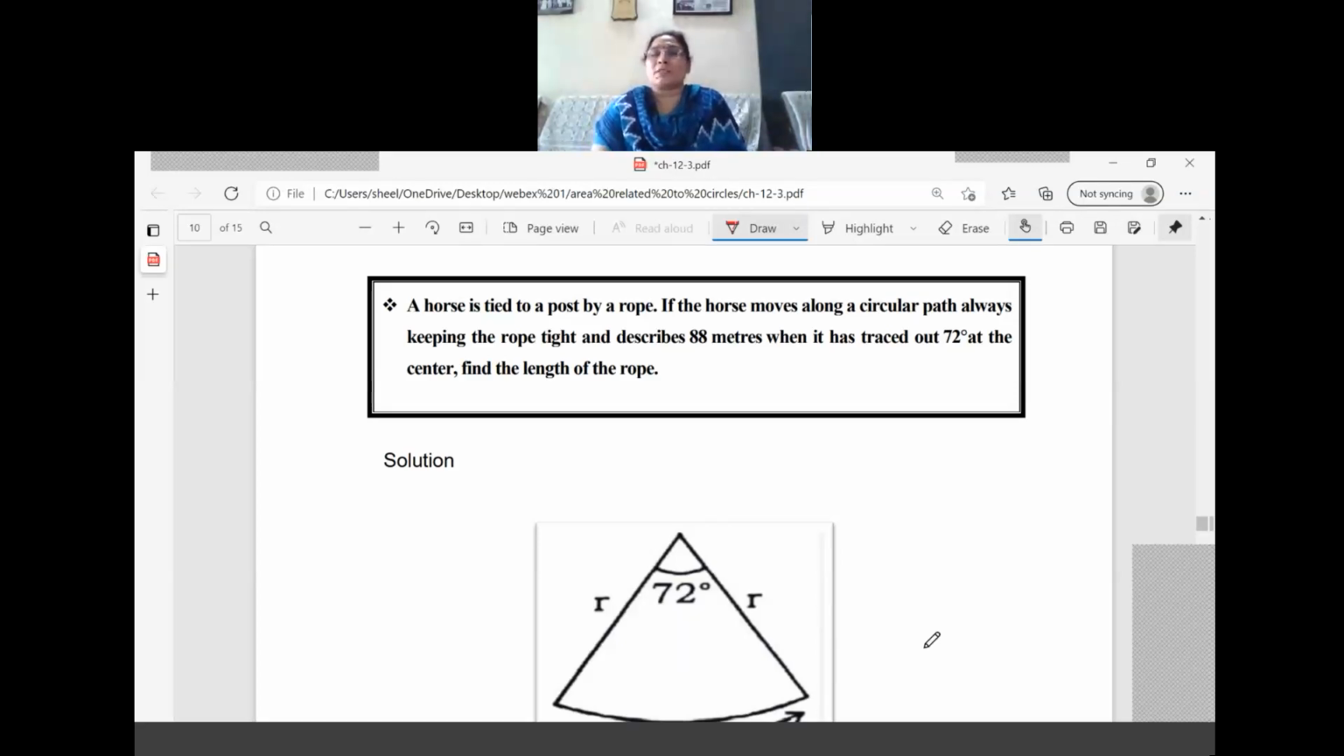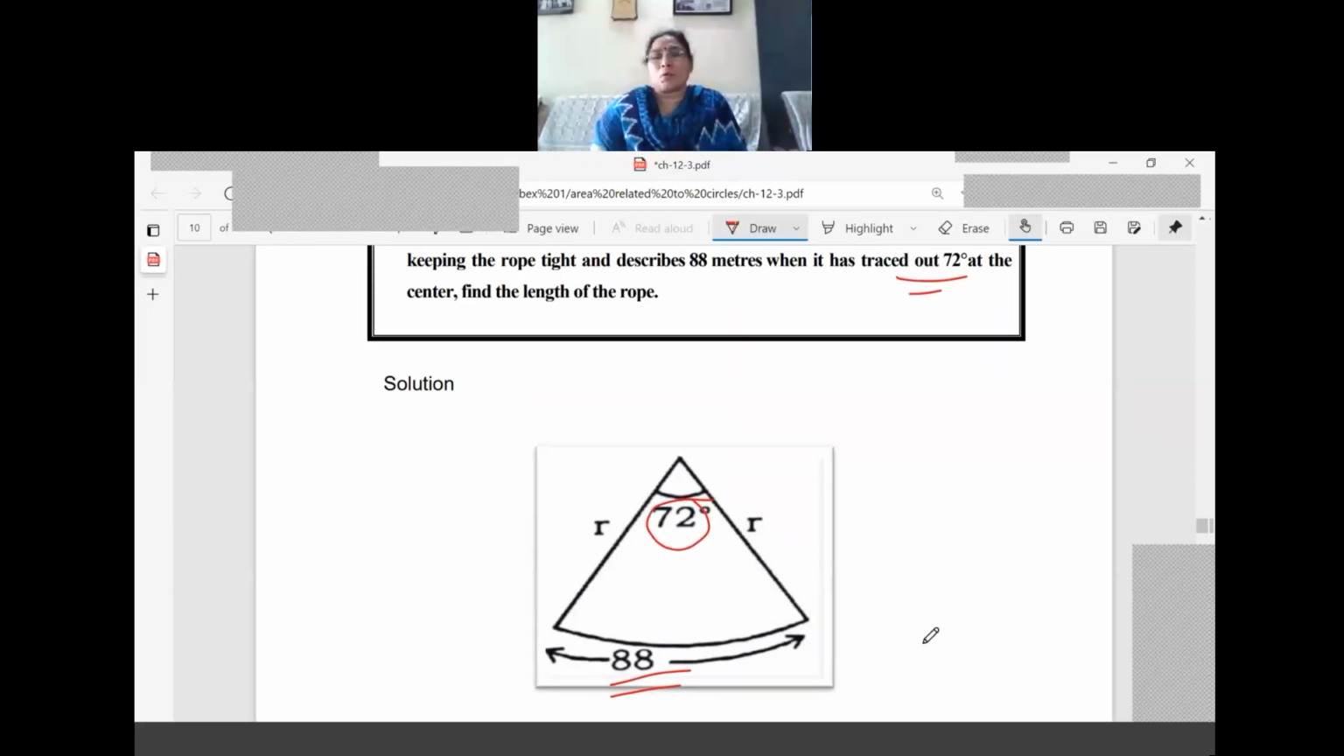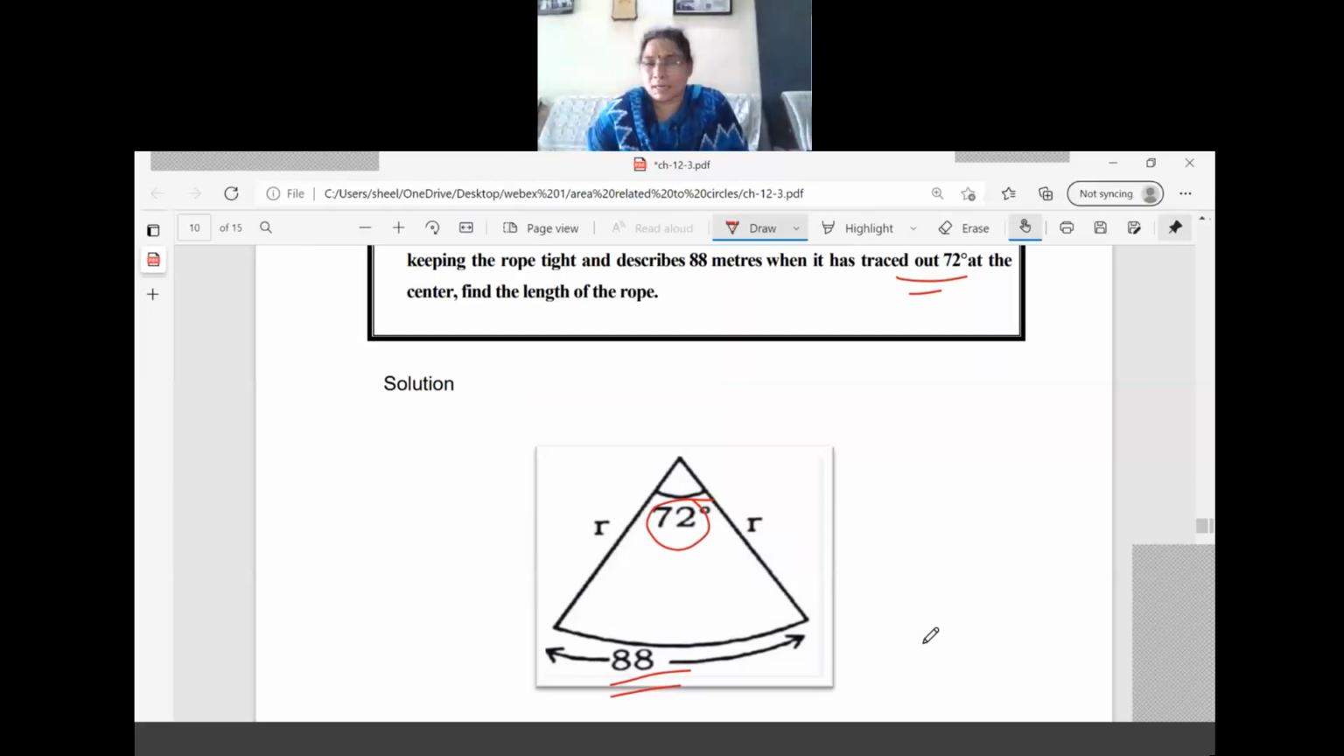Now the horse moves along the circular path keeping the rope tight and describes 88 meters. So what is 88 meters? That is our arc length. So 88 meters is the arc length. What is our central angle? That is 72. What is the length of the rope, the question asks? That means we have to find the radius. So here the arc length is given and the central angle is given.